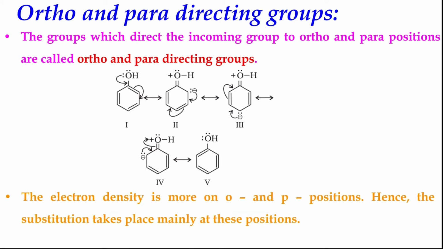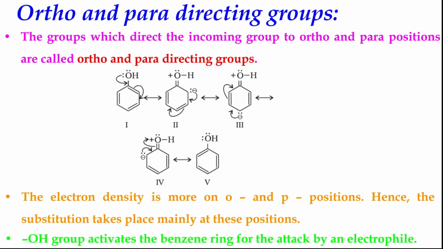The electron density is more on ortho and para positions, hence the substitution takes place mainly at these positions in case of electrophilic substitution. But if a nucleophile comes, what will happen? Nucleophile will not attach on ortho and para positions, so that will be directed to the meta positions. OH group activates the benzene ring for the attack by an electrophile.